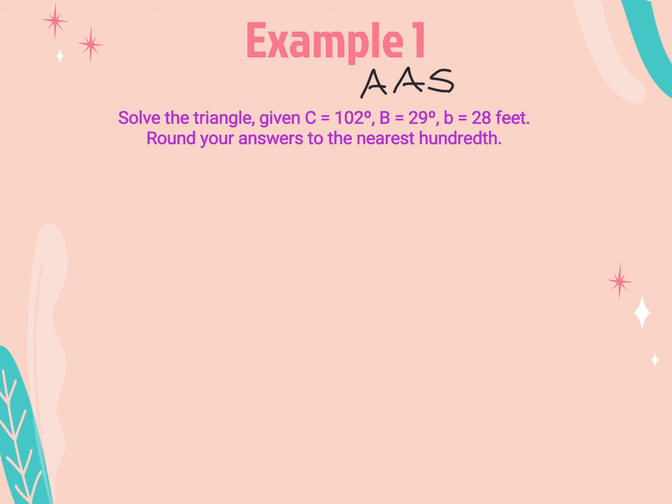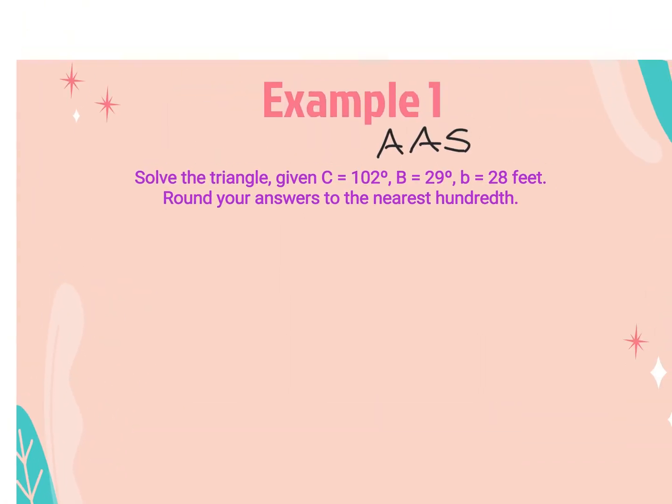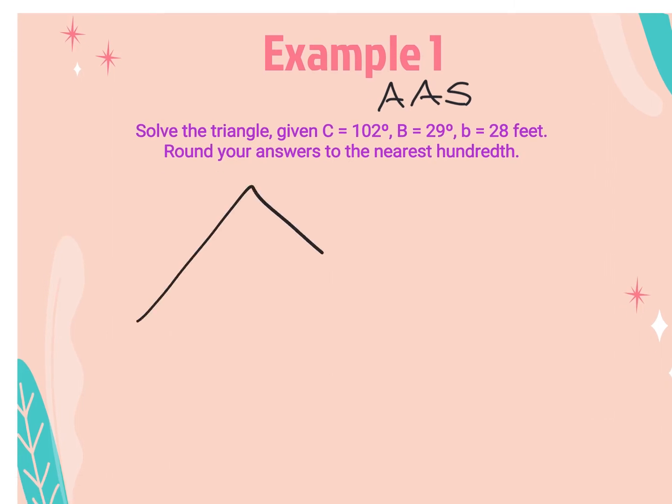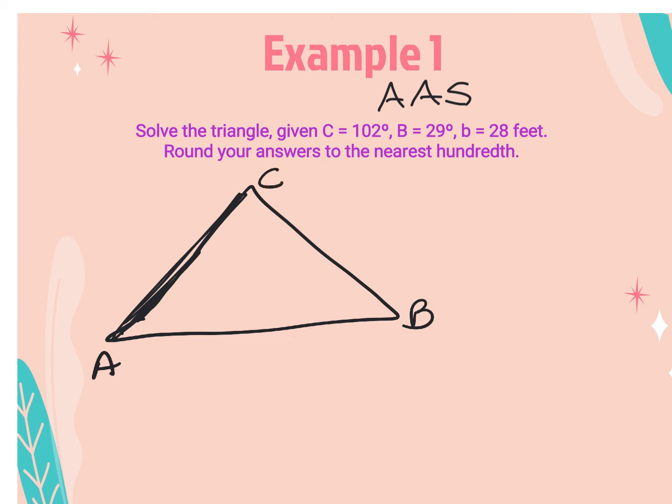And again, it doesn't matter how you draw it. I'm just going to draw by hand. All right, so here's my triangle. I'm going to label the letters. It doesn't matter where you put them. So A, B, C. It told me angle C was 102. Angle B is 29. And now remember, across from angle B is little b. Across from angle C is little c, and little a is over here.